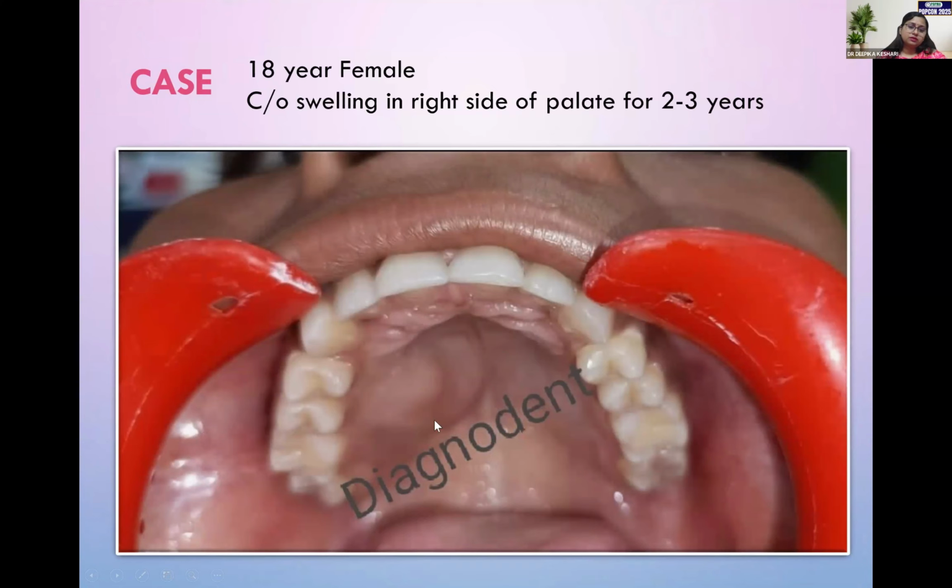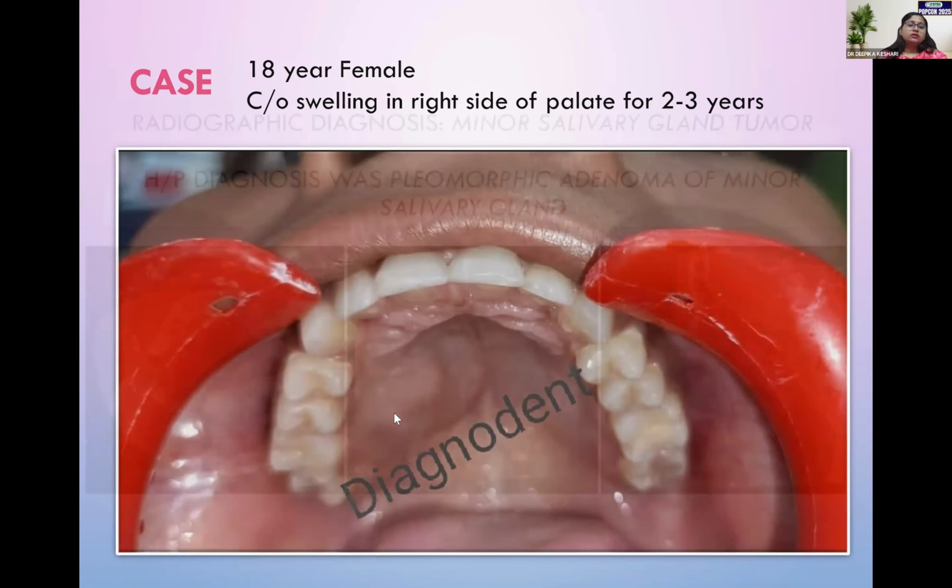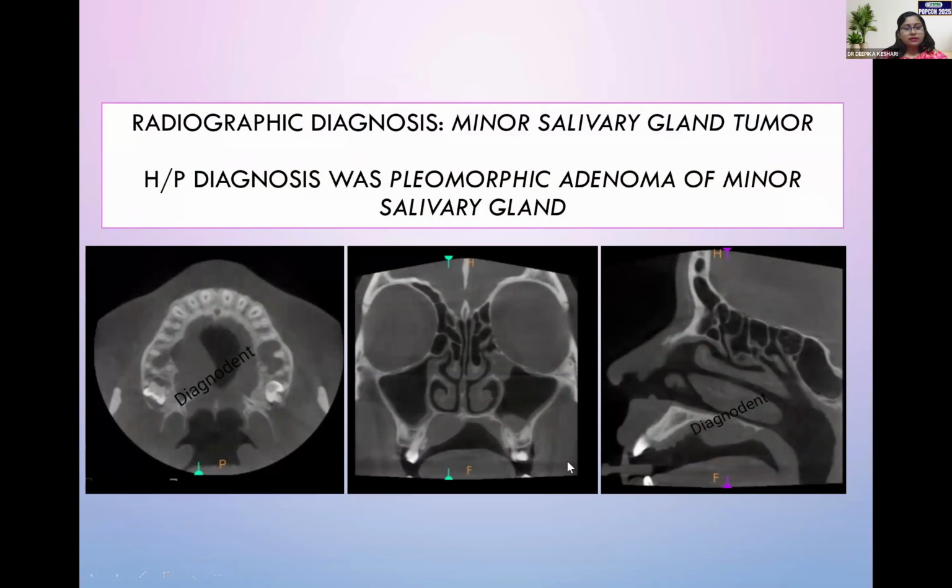You can see this is the swelling. On CBCT, we could see that the palate is intact. However, there is slight erosion of the maxillary alveolar process over here. So it appeared to be benign in nature and most likely a minor salivary gland tumor. That radiographic diagnosis was given, and the histopathologic diagnosis came out to be pleomorphic adenoma of minor salivary gland.